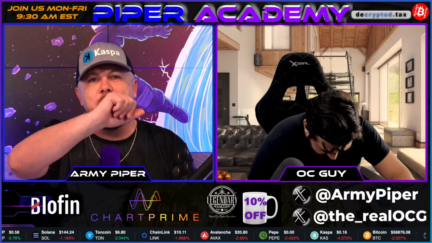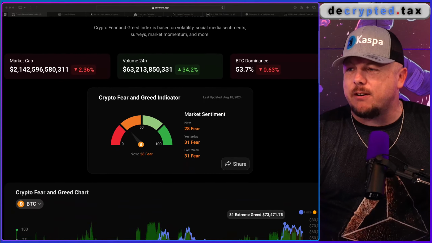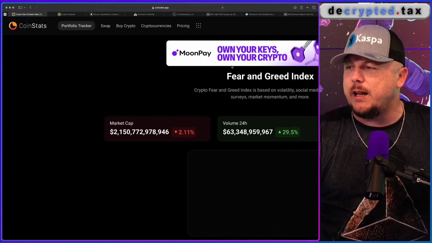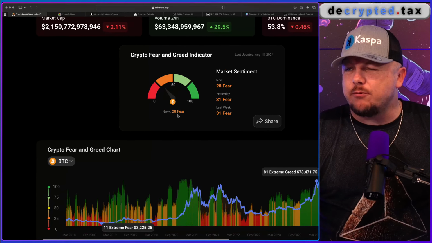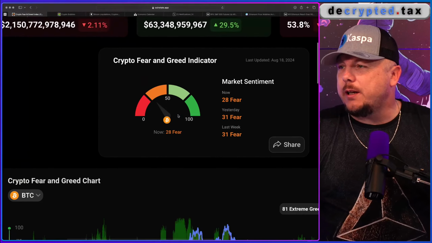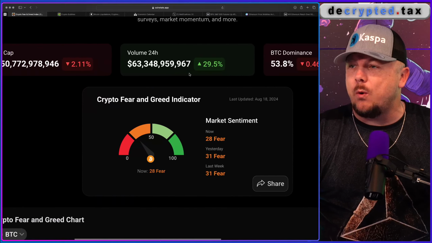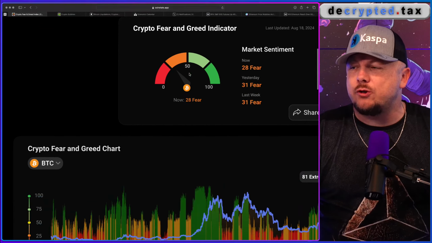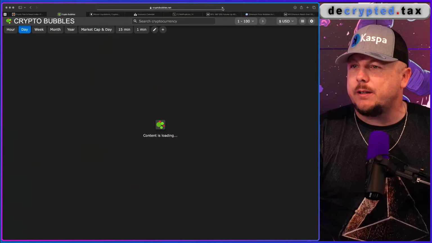Let's get over to the news and let's talk about this, guys. Looking here at the Fear and Greed Index right now, currently sitting at 28. Let's give it a little refresh just to make sure that that's still accurate. Yeah, 28, sitting right now in fear. We're looking here at the market dominance coming in at 53.8% right now for Bitcoin dominance and the total market cap at $2.15 trillion.